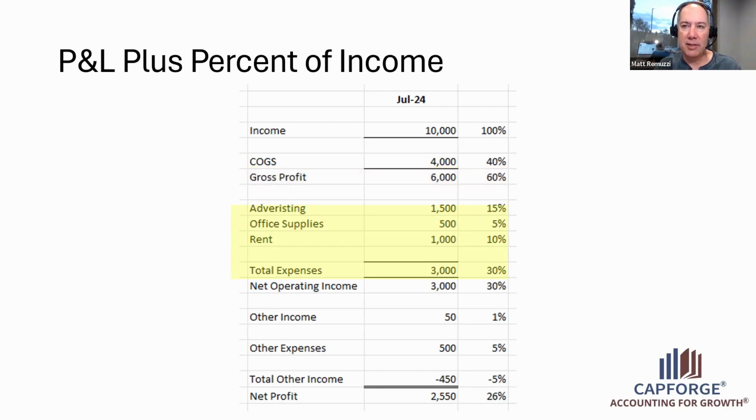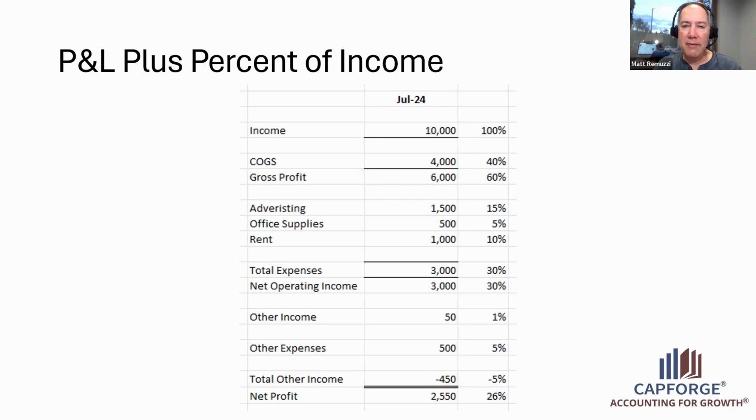But then we have other expenses, advertising, office supplies, rent, and those other expenses are 30% of our total income, right? Then we have some other income, other expenses. Our total other income in this case is a negative amount. And then our net profit, everything left over after all the expenses are subtracted from the income, is 26%. Our normal business income, our net operating income, is 30%, and there are some other additions and subtractions, leaving us with a bottom line of 26% of the total income.